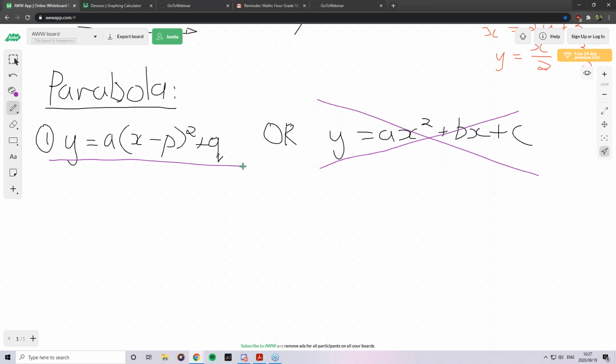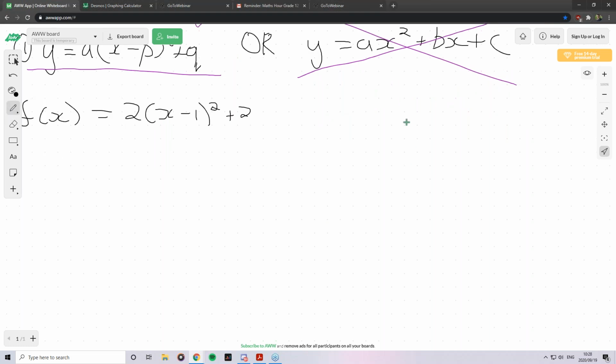What we want is this one. Because notice here that the variable y and the variable x only appear once. So when we're swapping x and y, it's going to be a lot easier. So let's just take an example. Let's say f of x is equal to 2x minus 1 squared, plus 2. And I'm just going to graph this, just so we have a reference image quickly.